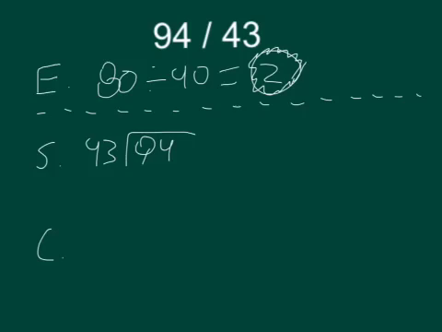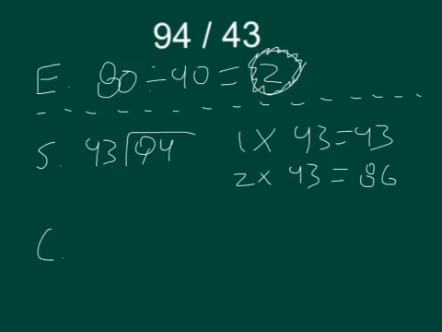So let me see. If I count out one group of 43, obviously that's 43, and 2 groups of 43 is going to be 86, and I know already I can't add another group of 43 here, so I know that I'm going to be able to fit 2 whole groups of 43 into 94. And I just did the math over there, so 86 is what I need to take away. And if I do that, I will have 8 left over.